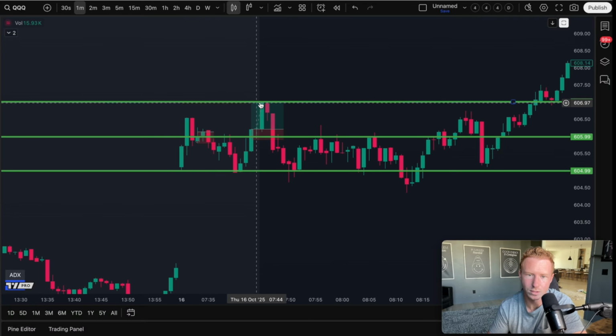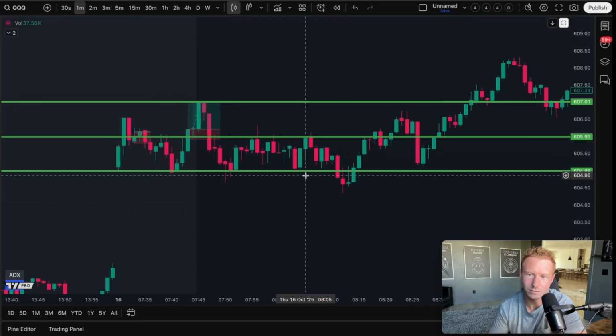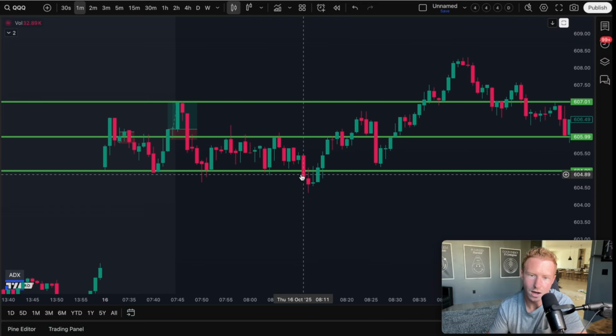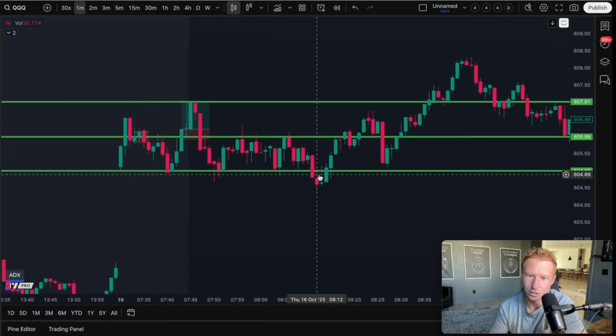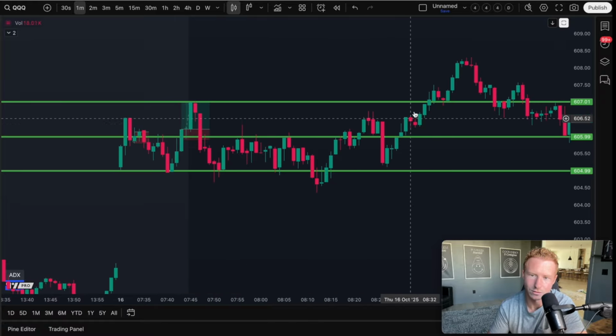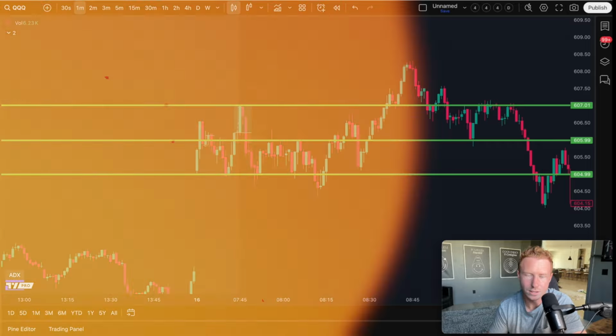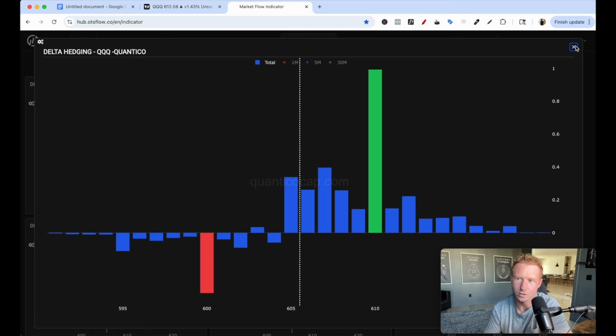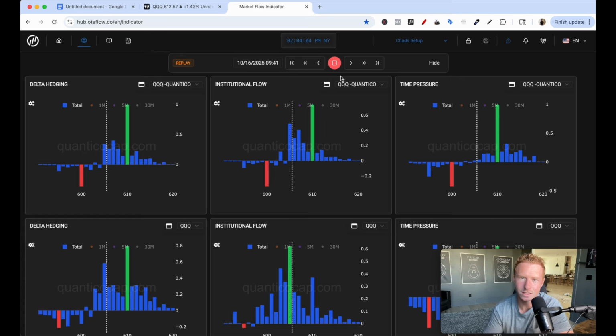So as you can see, we went straight to 607, pulled back again. We kept holding the 605, kept holding the 605. So these could have all been pretty good trades. You could have got off that 605 level. So anyways, guys, it's all about reading this market structure. This gives you the behind the scenes of the market, what's actually going on, right? This is going to give you the true market structure.